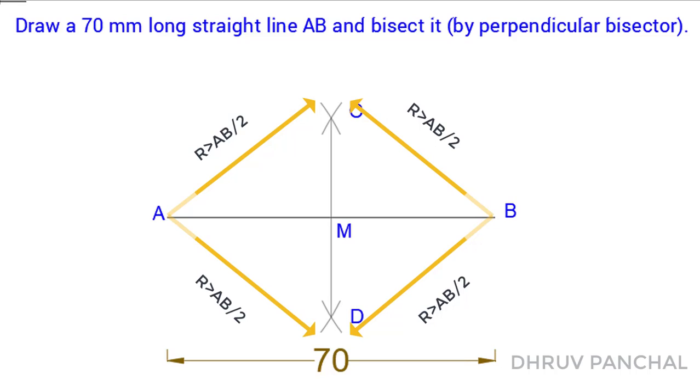Now we will measure the length of line AM, which will come 35 mm. So we can say that line CD is a perpendicular bisector of line AB. With the help of this method, we can bisect a line having any dimension.